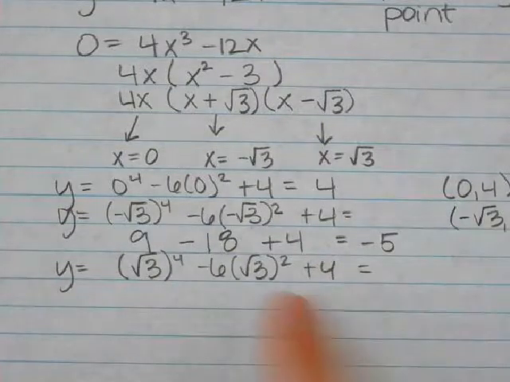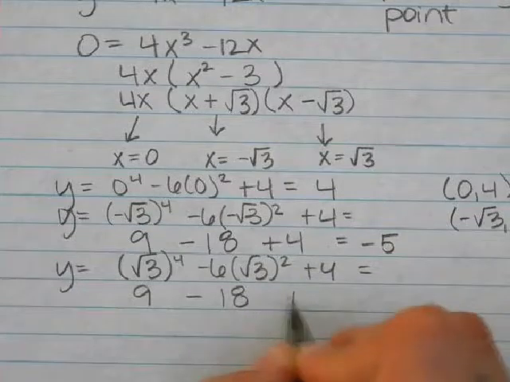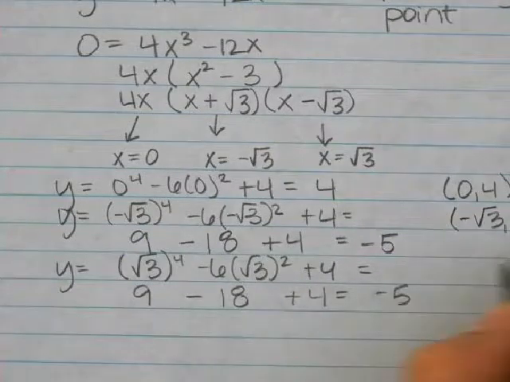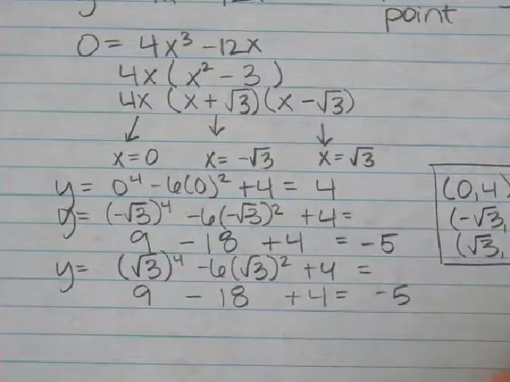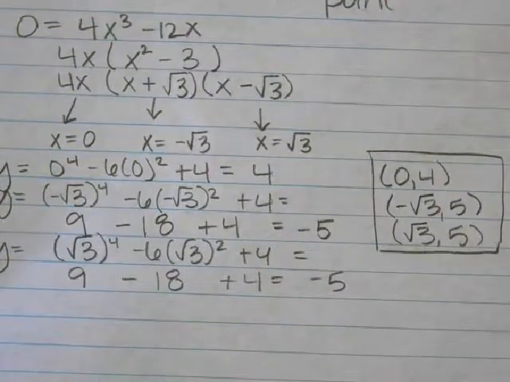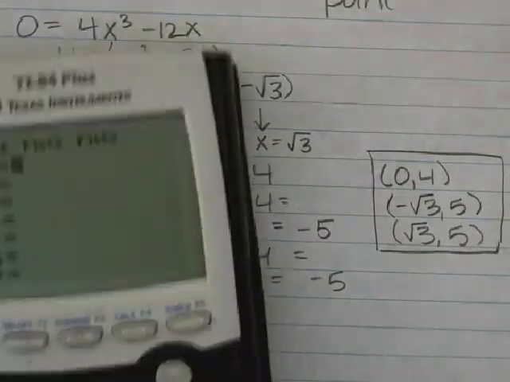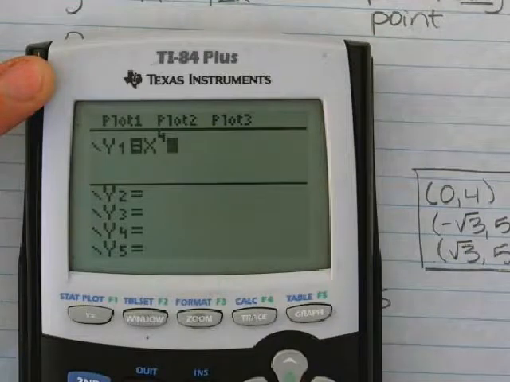And what's going to happen here as well? It's going to be the same. It's still going to be negative 5. Okay, if you have a calculator on you, go ahead and grab it, and we'll see if this answer makes sense or not. So I'm going to go ahead and plug in that original function.